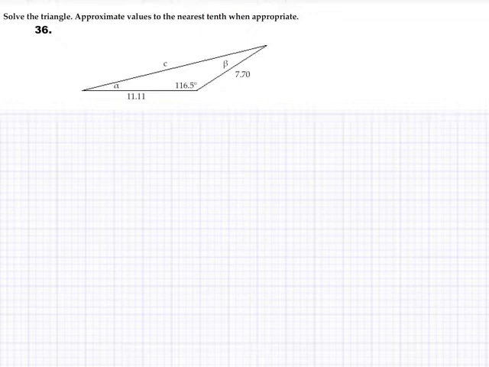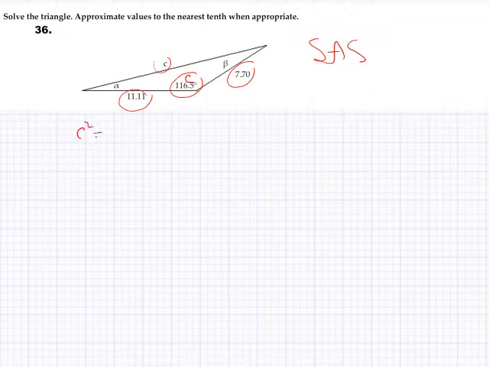Okay, here, if you notice what we have here is side angle side. So side angle side, we're going to have to now use the law of cosines to solve this. So one of the first things I can do is, if I call this angle C, I can find side C. So I'm going to use the fact that C squared equals A squared plus B squared minus 2AB cosine of C. Here we're going to call this one A, we're going to call this one B.